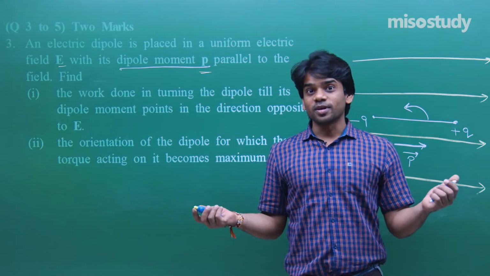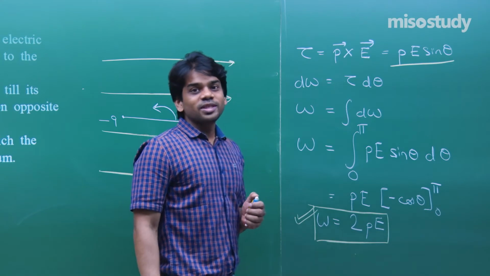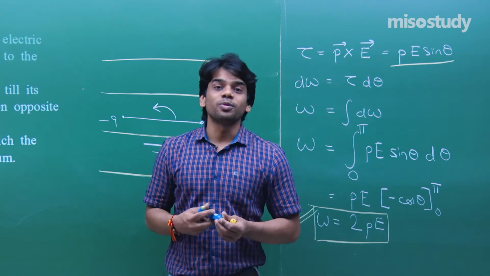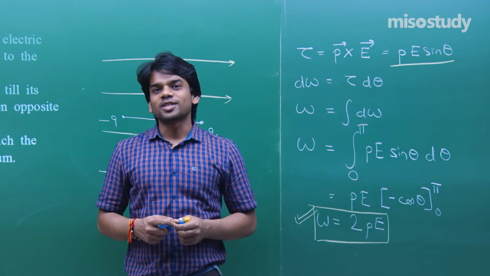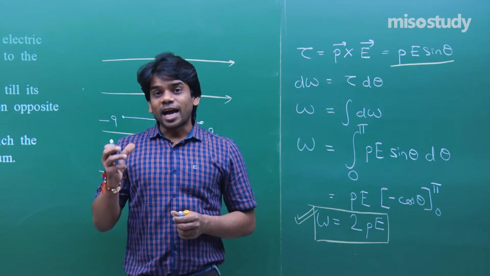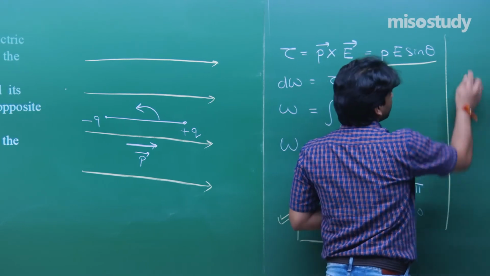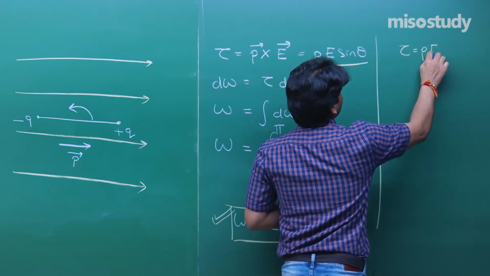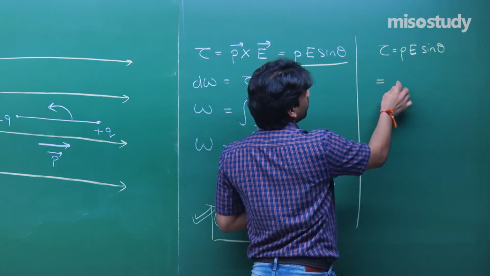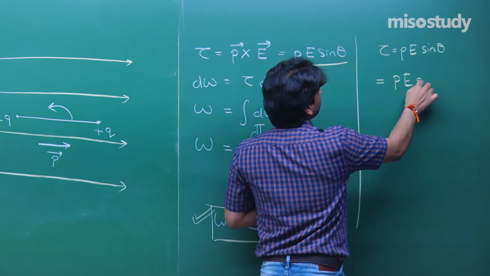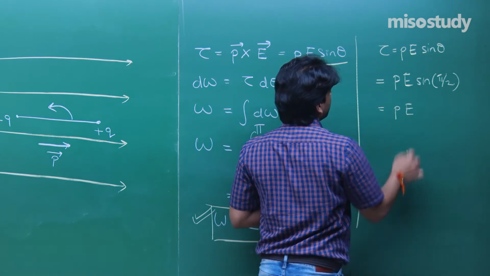Torque should be maximum. What is torque? Torque is PE sin theta. That means sin theta should be maximum. You can just check from this, sin theta is maximum when the angle theta will be pi by 2. So if theta is pi by 2, torque will be maximum. So let me just mention here, torque is PE sin theta. So torque is equal to PE sin pi by 2 at angle pi by 2. So you will get maximum, that is PE.